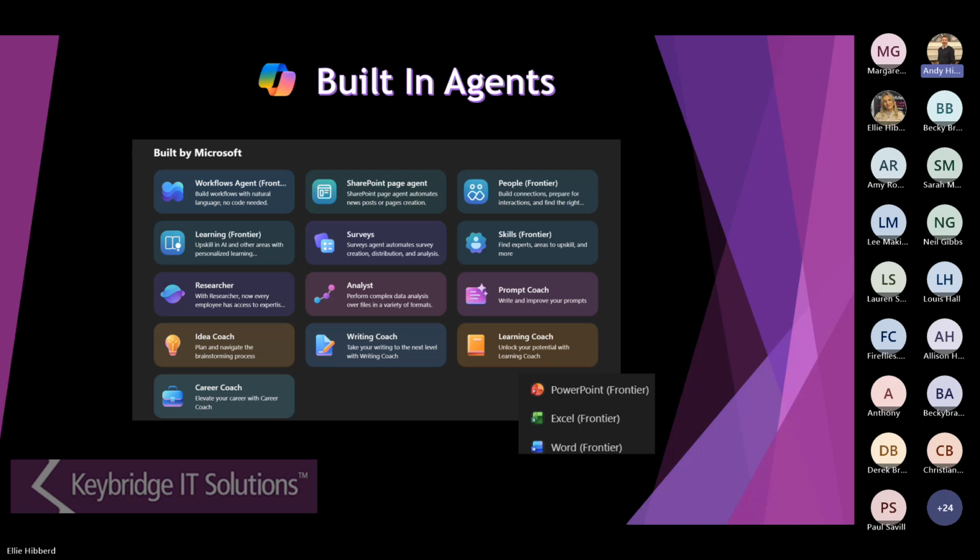Okay, so next thing really is looking at agents. Now, there's a lot of built-in agents, the majority of which you need a Copilot license for, some you don't. We're going to look at the research agent a bit later on. This does need a license, but it's very, very powerful. But there's an awful lot of agents already pre-built.